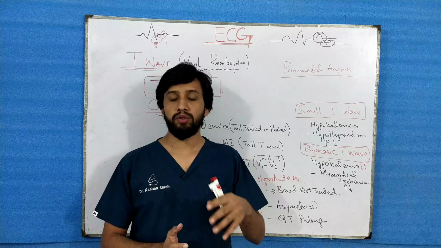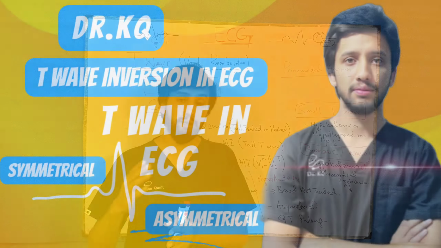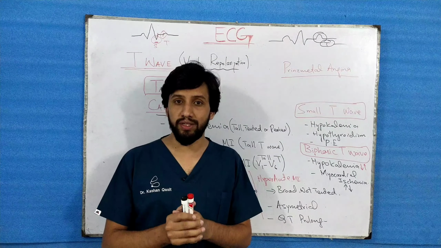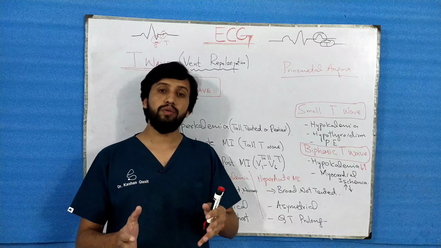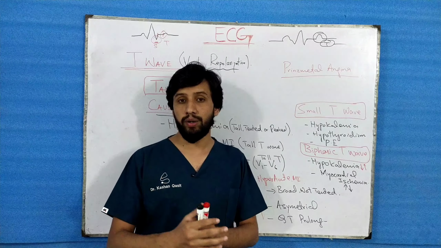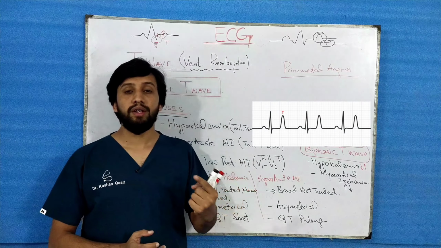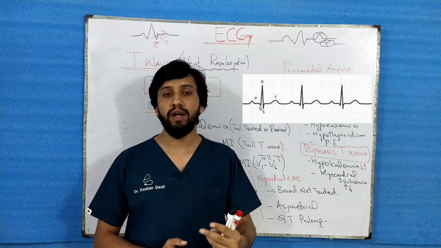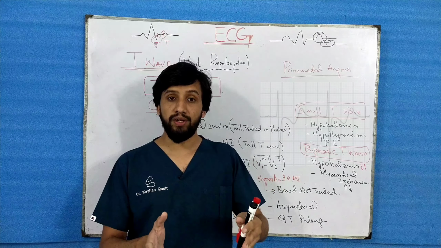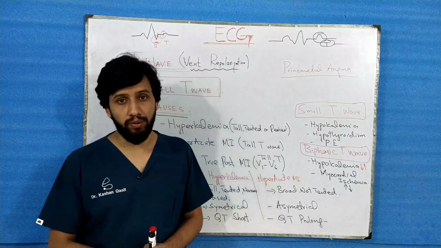We were discussing the ECG series. In the previous lecture we discussed the T wave and the abnormalities of the T wave, in which we discussed the first abnormality, which is the T wave inversion. Today we are going to discuss the other three abnormalities: number one is the tall T wave, then the second one, which is the small T wave, and the last one, which is the biphasic T wave. So today we will be discussing these abnormalities.